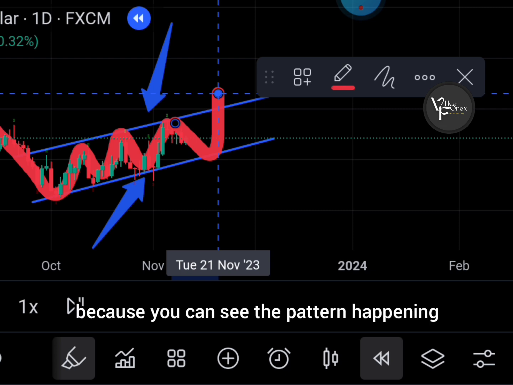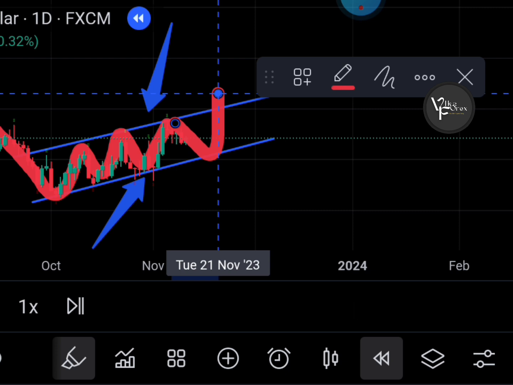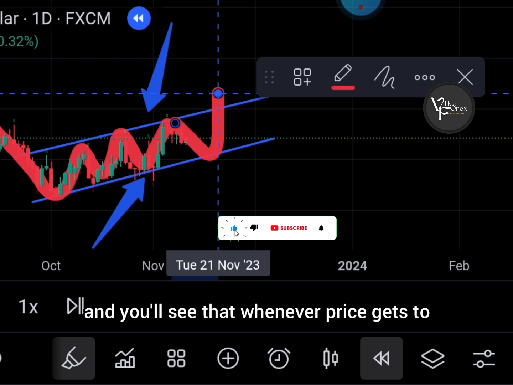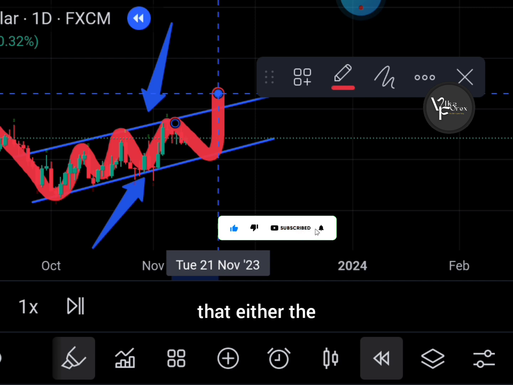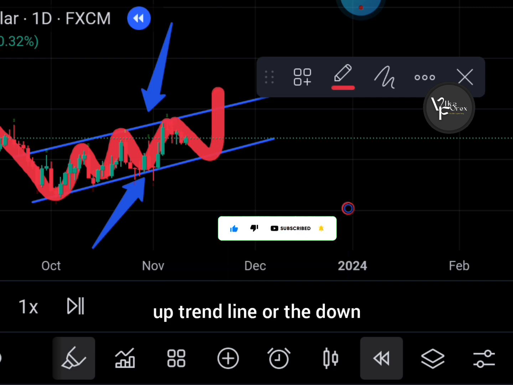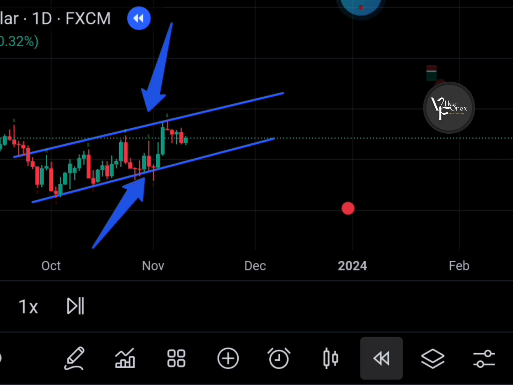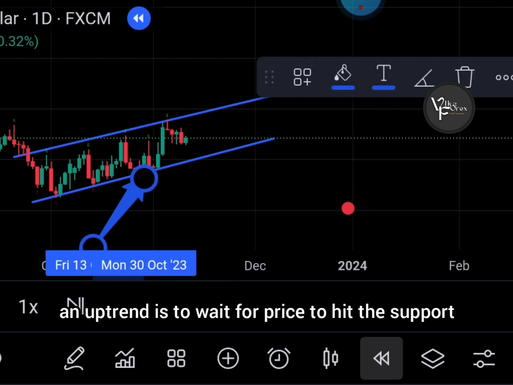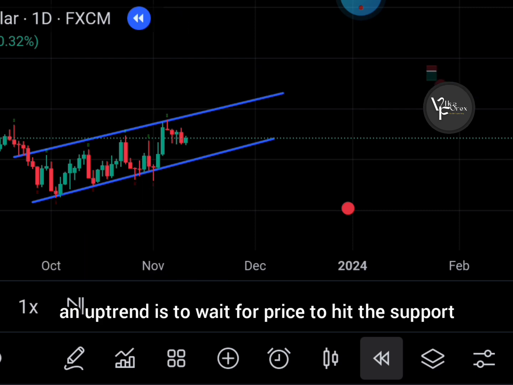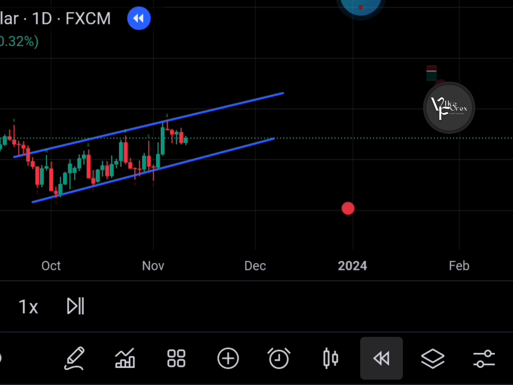Can't you? You can do that, because you can see the wave-like pattern happening, and you see that whenever price gets to either the up trend line or the down, price will definitely reverse. Okay, so how do we then trade trend lines? How do we trade trend lines? Okay, the best way to trade a trend line going in an uptrend is to always wait for price to hit the support.